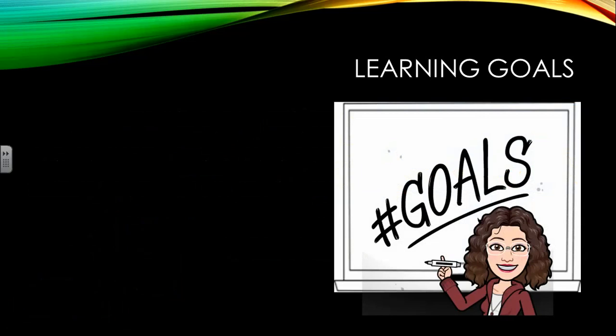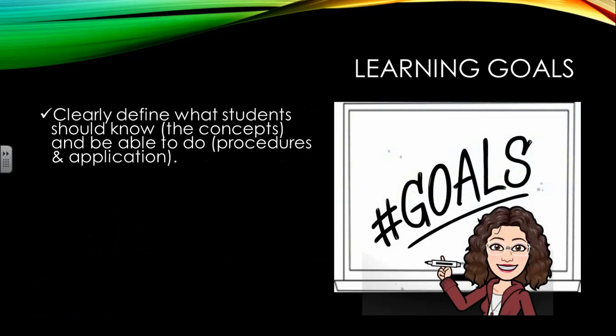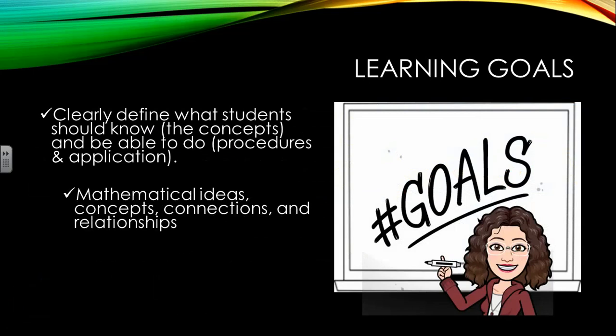Learning goals are the most effective at clearly defining what our students should know, the conceptual side, and be able to do, the procedural and application side. That is, our goals should clearly state the mathematical ideas, the concepts, the connections, and the relationships that we want our students to understand. And goals should also identify any procedural understandings we want our students to know. But keep in mind, if our goal is for students to gain a conceptual understanding, then that goal should not restrict students to a single procedure.